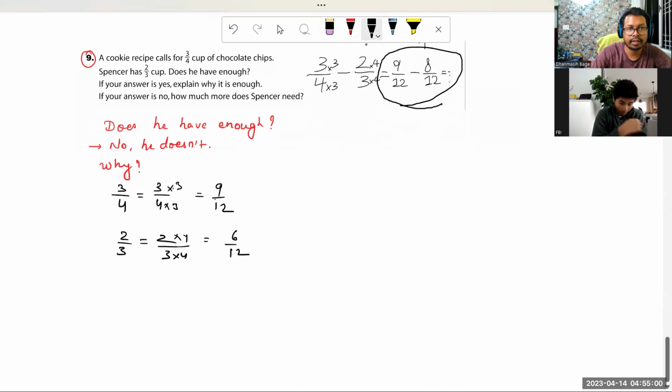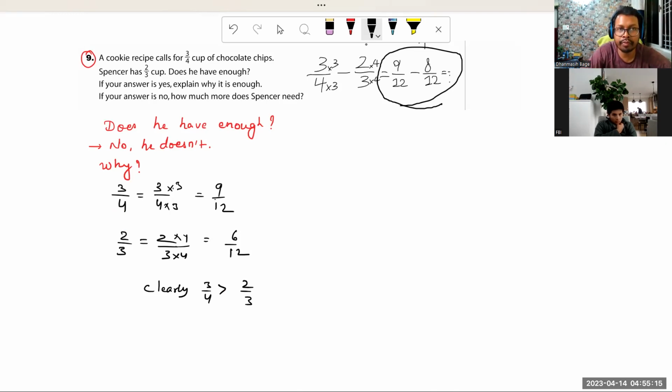Clearly, you can see that they should be equal, right? 3/4 is greater than 2/3. They should have been equal. So obviously, a cookie recipe calls for 3/4 cup of chocolate chips. Spencer has only 2/3 cup. It means if they had been equal, then he doesn't need anything, right? It means he has enough of it. But now he has a smaller amount of it. You see that he has less by 3/12, right?